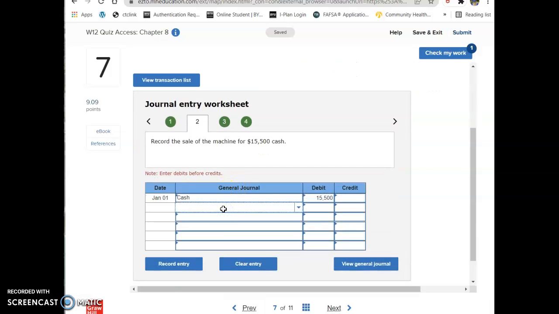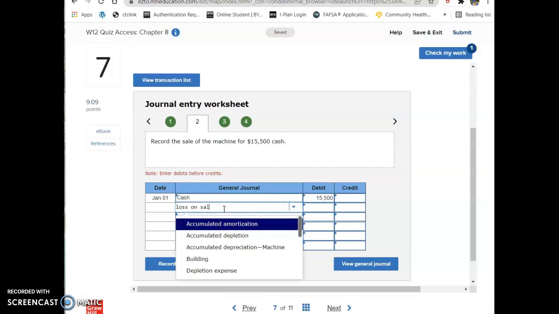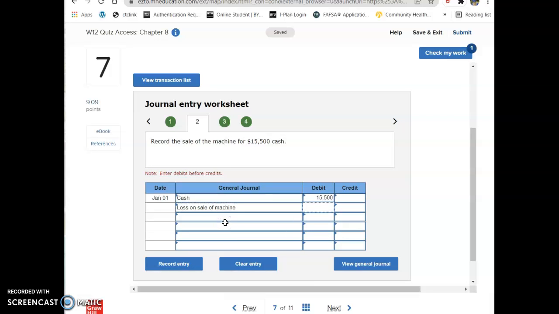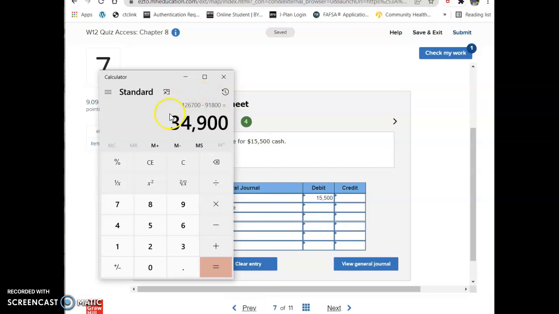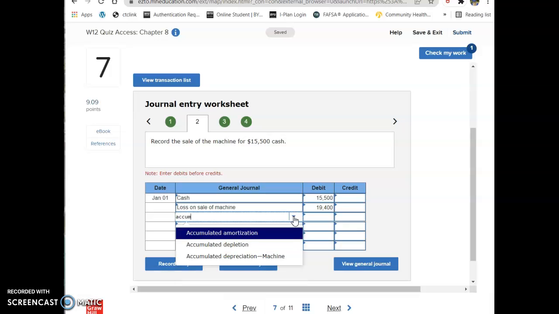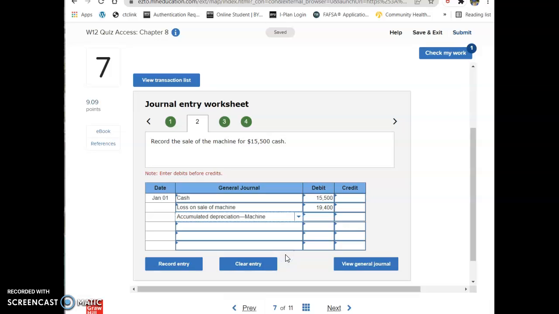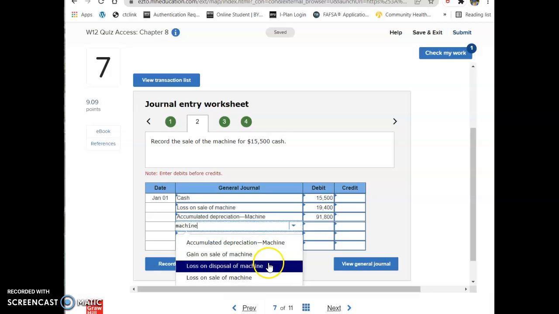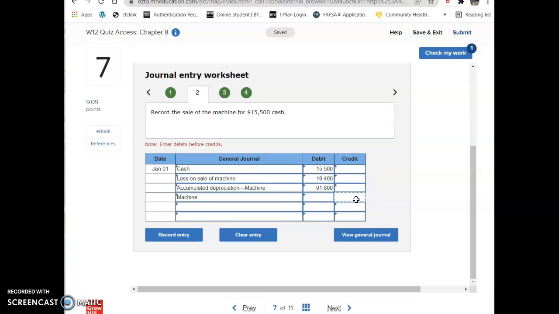So the cash right off the bat is going to be debited that amount of money, the 15,500. Just want to make sure. Then the loss on sale will also be debited. And to find this out, we just do the book value minus the 15,500 that it was sold for, and this is basically the loss here, the 19,400, and then we're going to be debiting the depreciation once again for the 91,800. And once again, the machine account is going to be gone, so that will be credited.